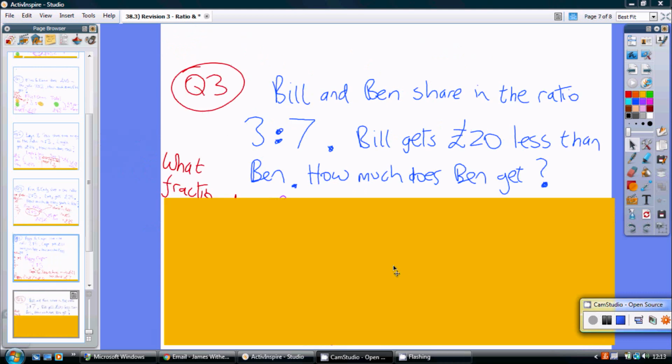So here's a similar question for you to have a go at. Bill and Ben share in the ratio 3:7. Bill gets £20 less than Ben. How much does Ben get? So pause the video and have a go.